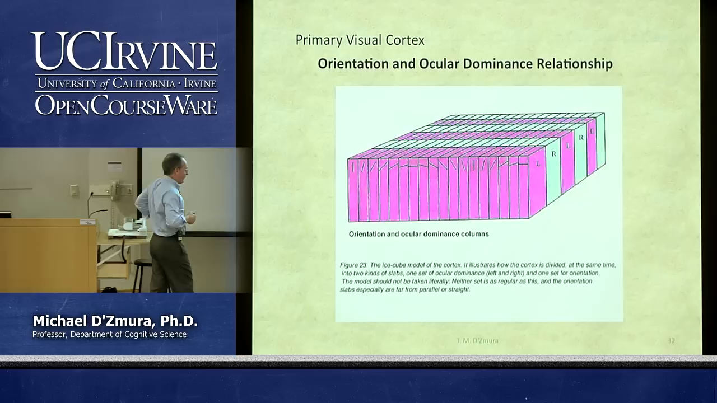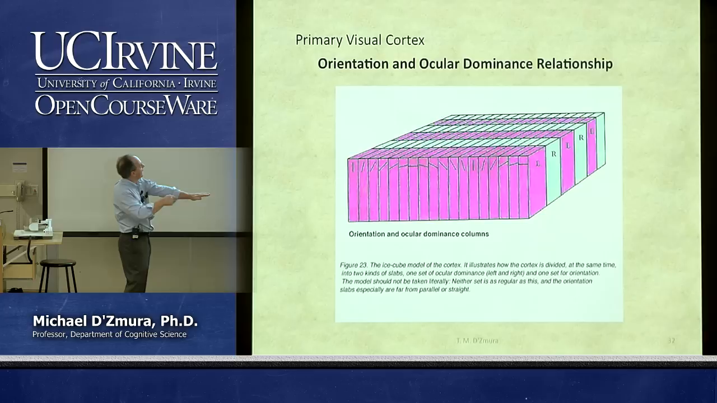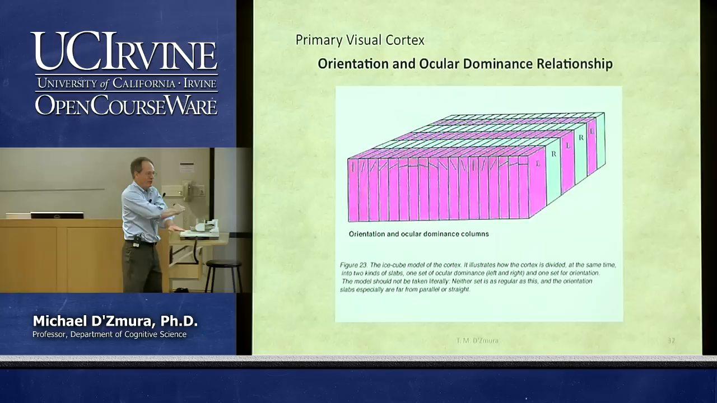Well, one way is shown here, and that is for orientation selectivity, which is indicated for vertical, tilted, horizontal, and then back again, to vary in one dimension as you move across visual cortex, and for ocular dominance, left, right, left, right, left, right, to vary in the other dimension. So that effectively you can have two different things going on at once by virtue of the fact that primary visual cortex is a two-dimensional surface.